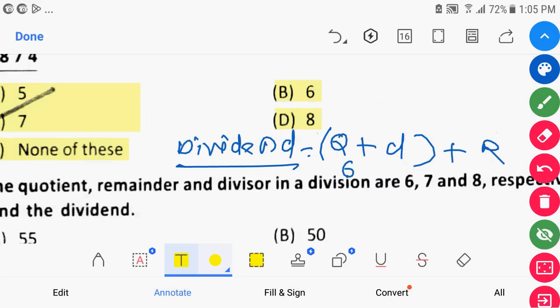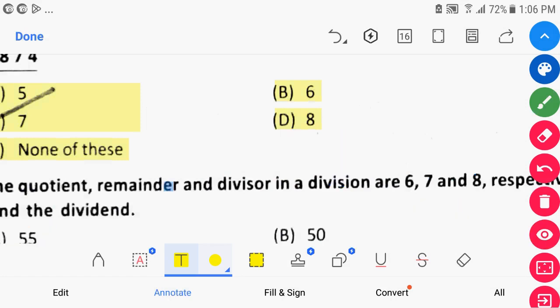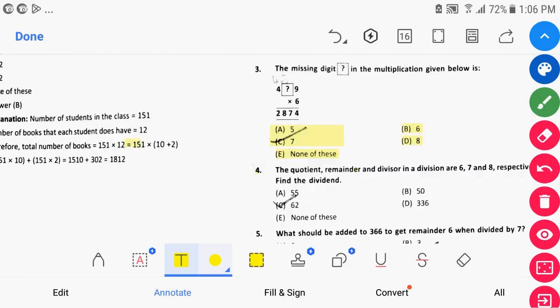Now what is quotient? Quotient is 6 multiplied by divisor. Divisor is 8 and remainder is 7. So first multiply 6 and 8. 6 8s are 48. Okay, and plus 7. So your answer is 55. Okay, now we'll move ahead.